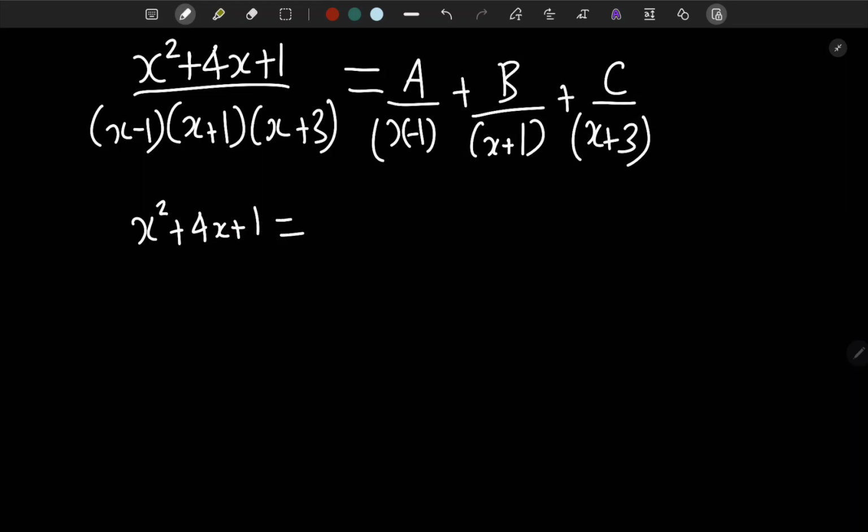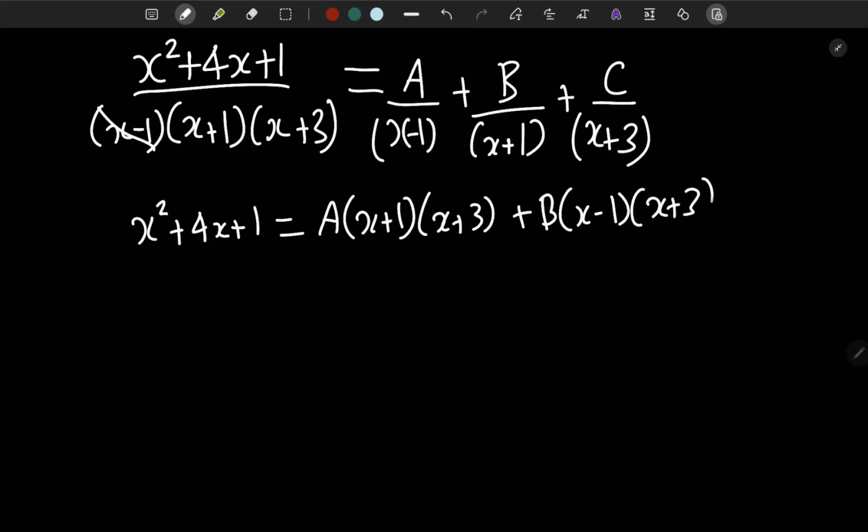let's use the cover up method again. So for a, let's write a, and now let's cover up the denominator of a, which is x minus 1. So we will be left with x plus 1 and x plus 3, so that is there. And do the same for the other values. So for b, let's cover up x plus 1, so we'll be left with x minus 1 and x plus 3, and then for c it will be x minus 1 and x plus 1.